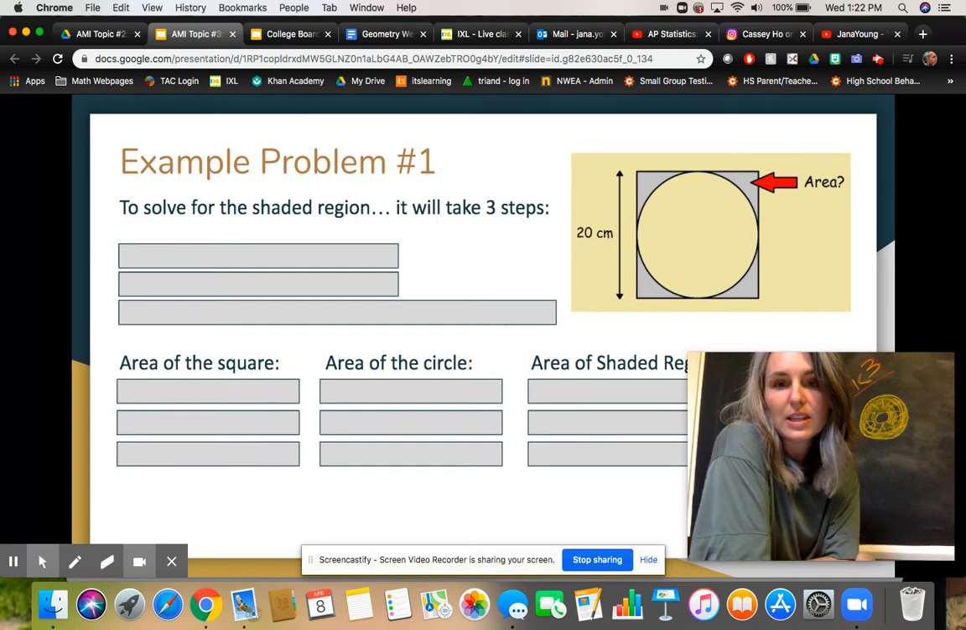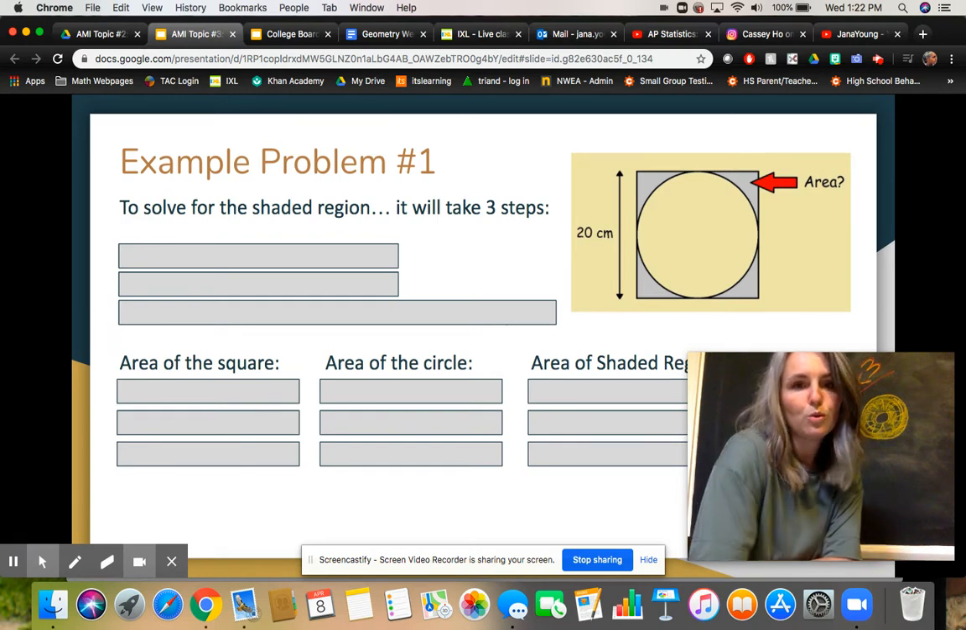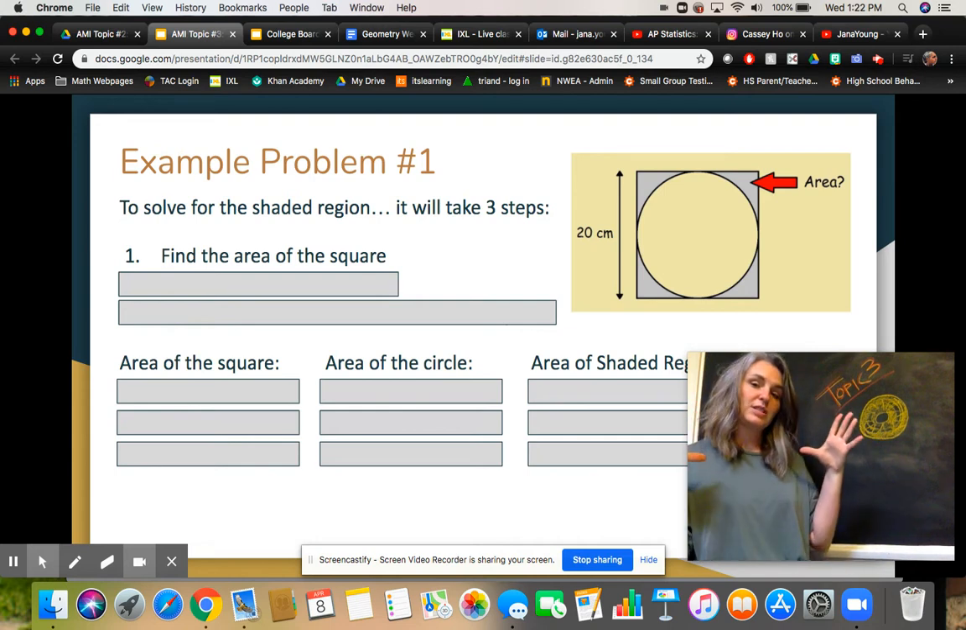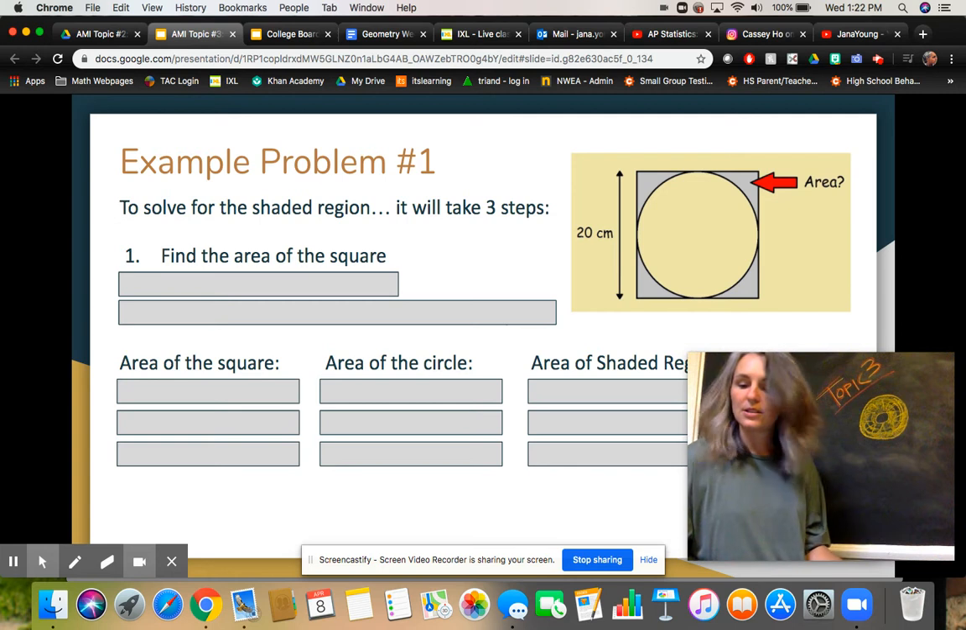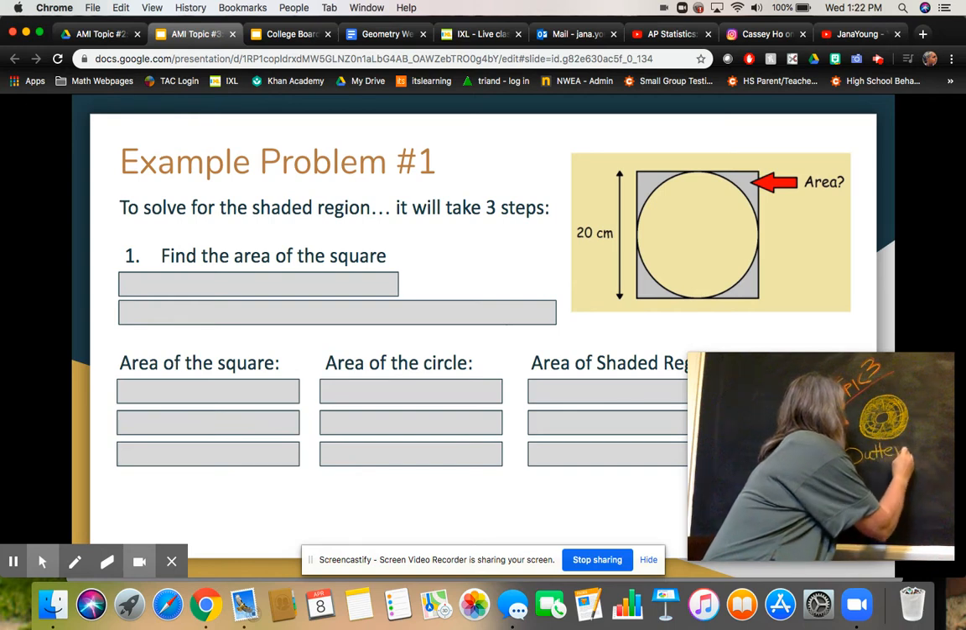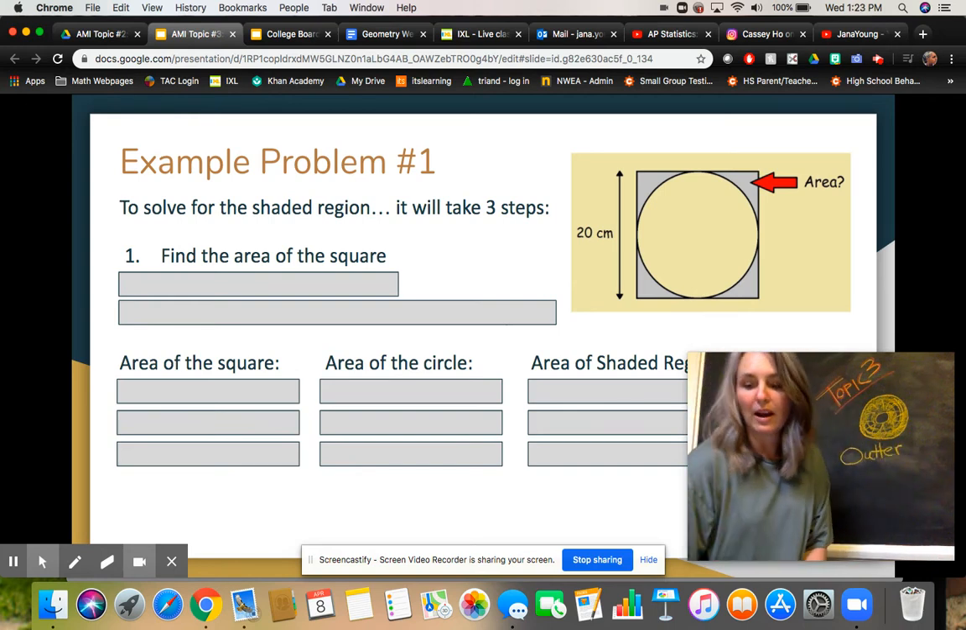So let's just look at this problem here. So we're going to do 3 steps. First, we're going to find the area of the square, which is the area of the outer region. Okay. And so I always want to ask myself, which figure is the outer figure? I got to figure that out first.